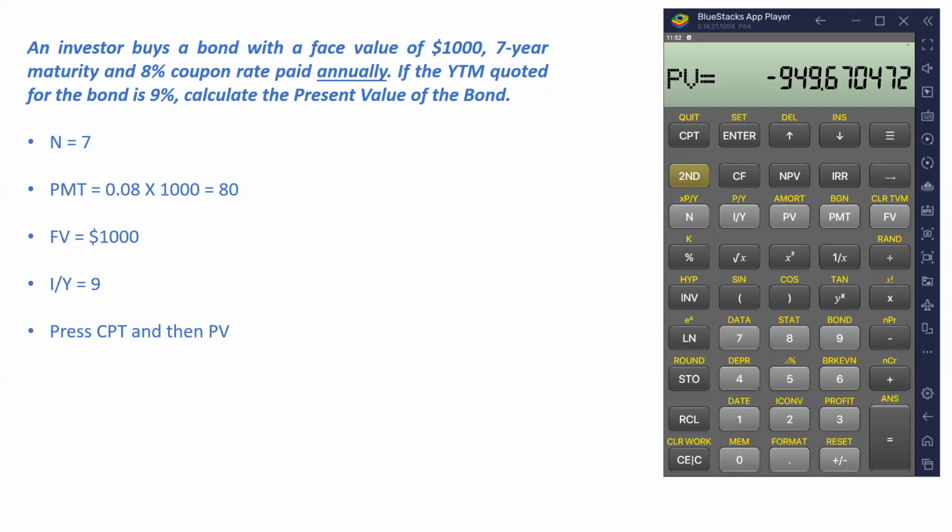949.67. So yeah, whoever had written that the bond will be trading at a discount, probably your answer is right. So present value is 949.67. The future value is 1000. The bond is trading at a discount. And if you buy a bond which is trading at a discount, your YTM will obviously be greater than the coupon rate. 9% return is greater than the coupon rate of 8%.